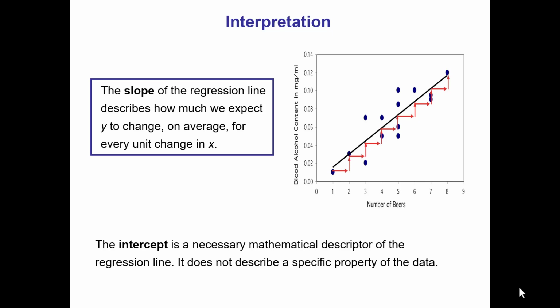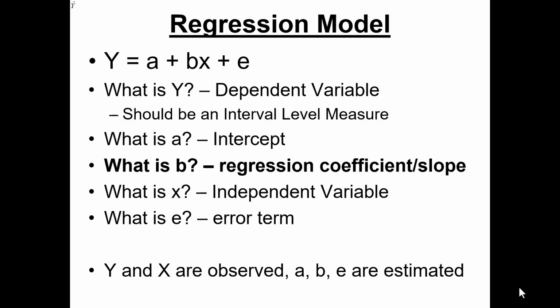The intercept is a necessary mathematical descriptor of the regression line. It does not describe any specific property of the data or any particular relationship, right?